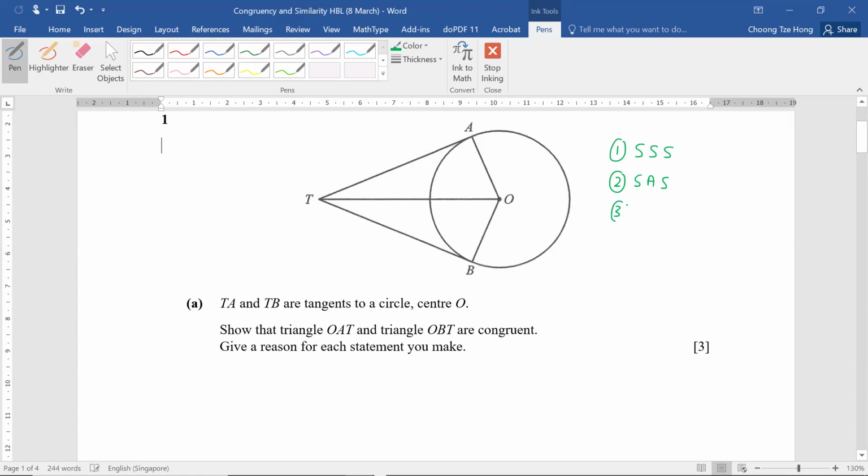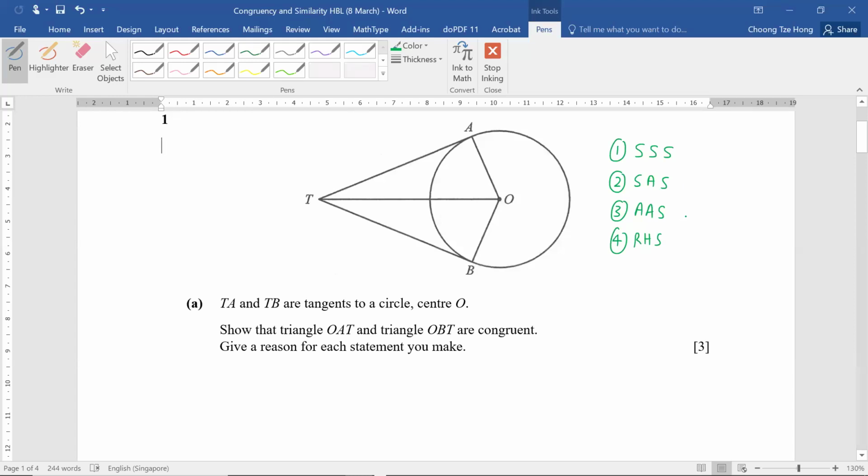The third test would be the AAS test: 2 pairs of corresponding angles and one other corresponding side must be equal. Finally we have the RHS test, which stands for right angle hypotenuse side. The two triangles must be right-angled, the length of the hypotenuse must be the same, and one other corresponding side has got to be the same length. So these are the 4 tests for congruency.